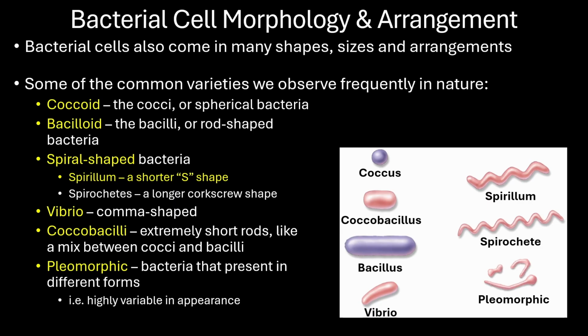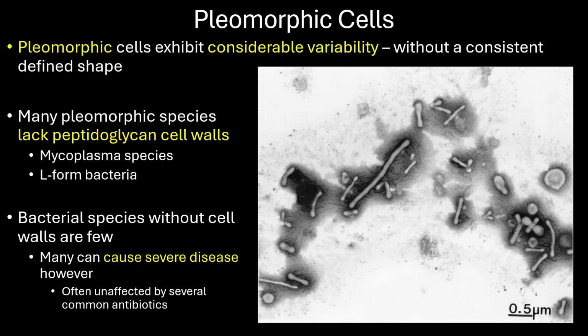And then pleomorphic species are bacteria that have no real defined structure. They don't have a consistent shape and exhibit a huge amount of variation. These pleomorphic species are super variable, and the reason behind that, a lot of the time, not all the time, is because the species that are pleomorphic do not have peptidoglycan cell walls.